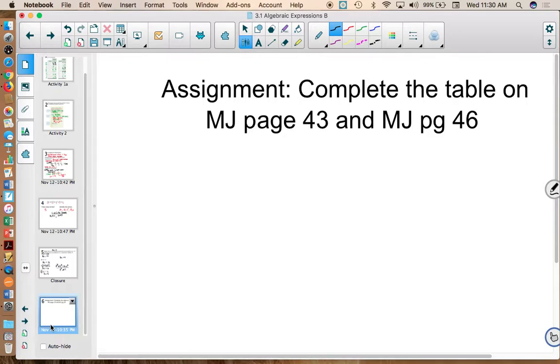There's your assignment. Only you do not have this, because we already did this one. So Math Journal, page 46, which is your practice. And then textbook 85, numbers 30 to 32. Which notes again?